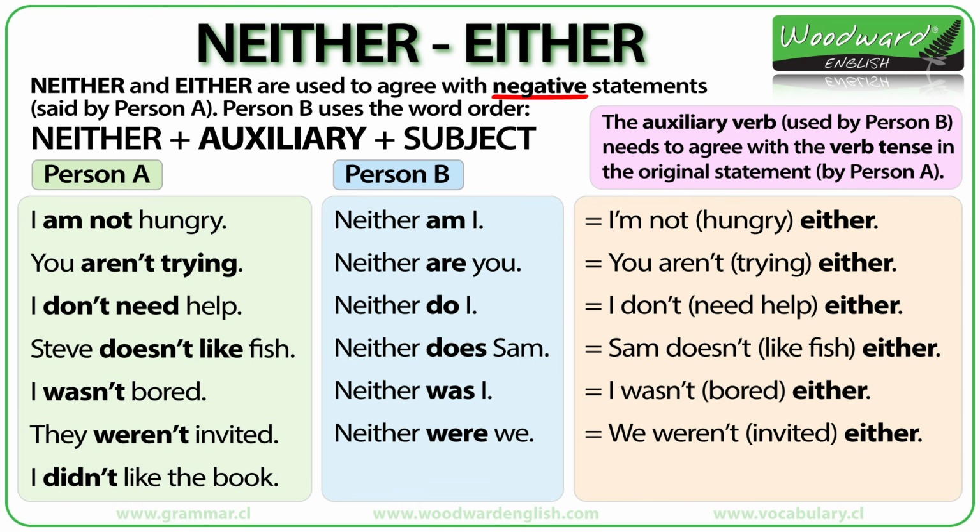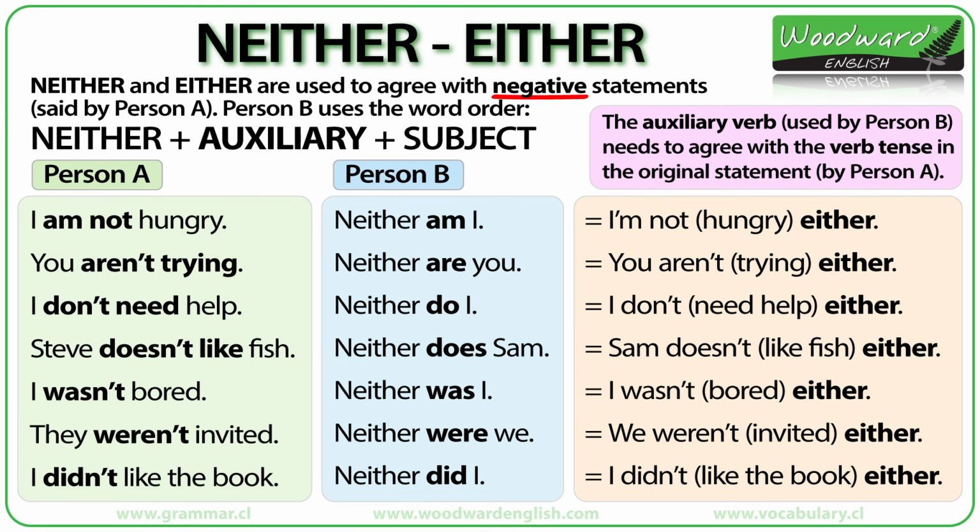I didn't like the book. This is in the past simple tense and it is not to be. The negative auxiliary didn't tells us the sentence is in the past tense, so we also need to use the past tense auxiliary did in the response. So the response could be, neither did I. This means I didn't like the book either.